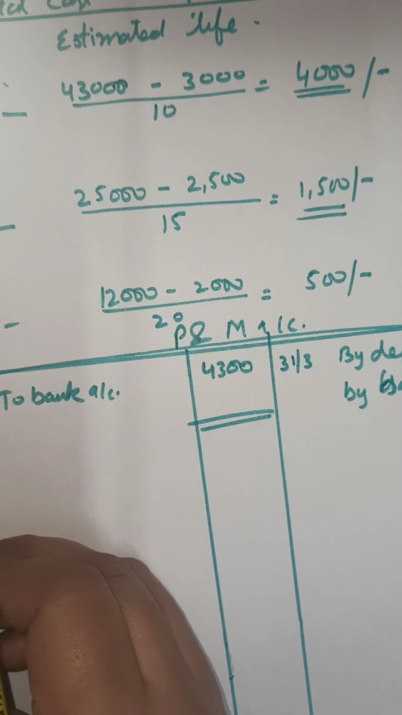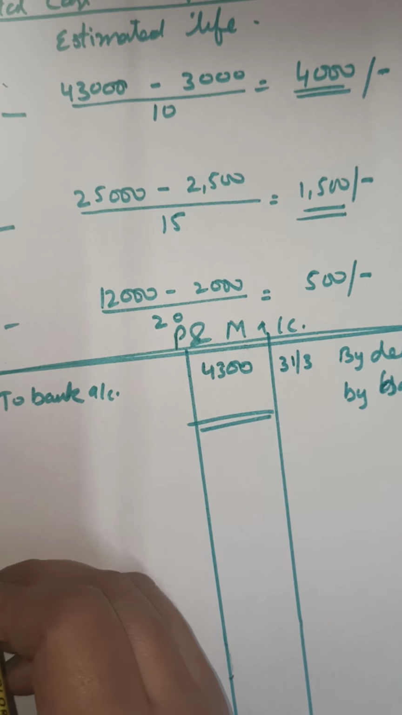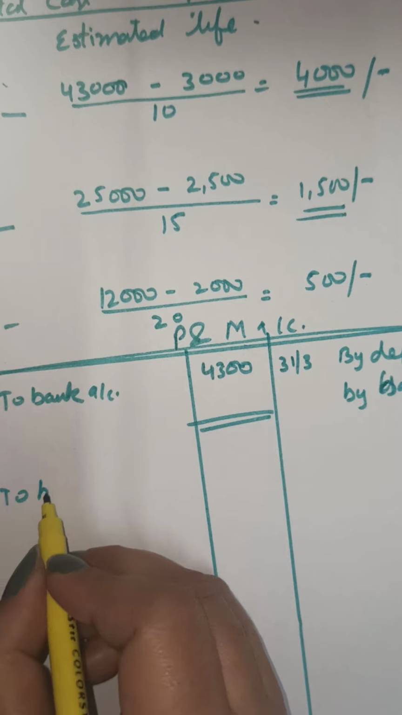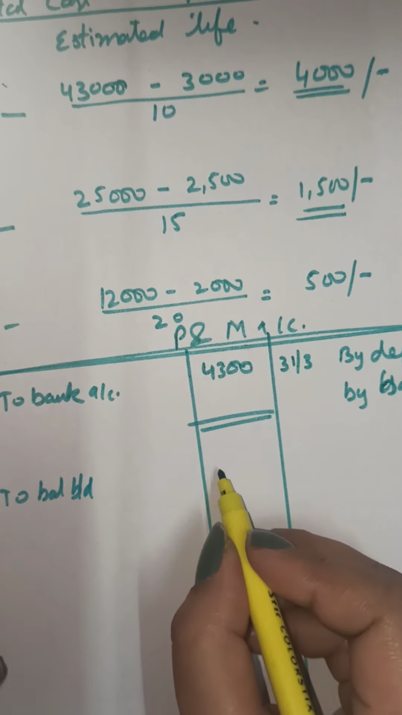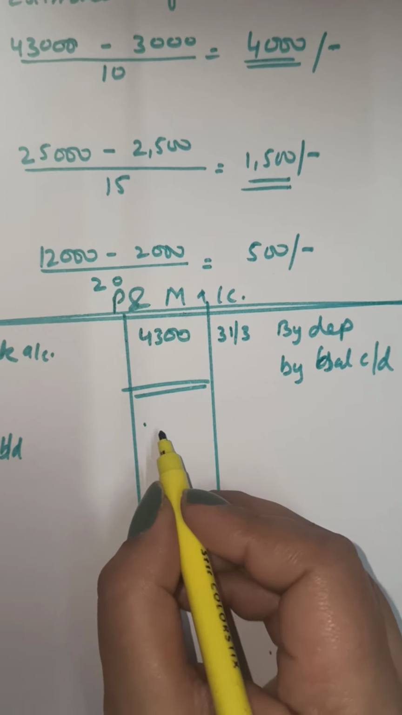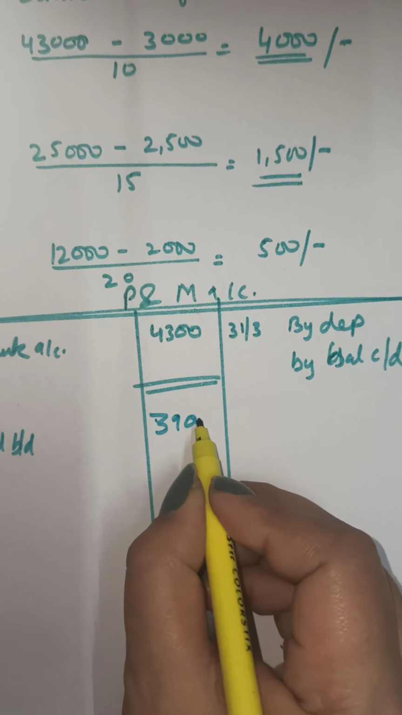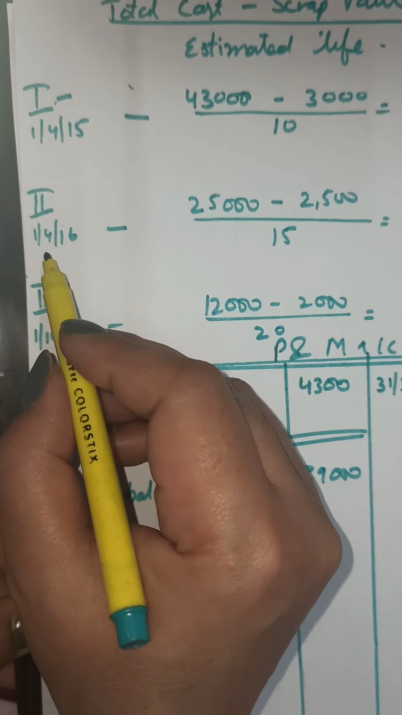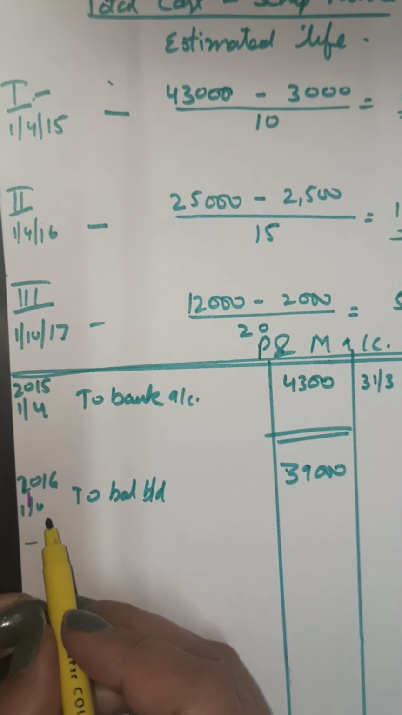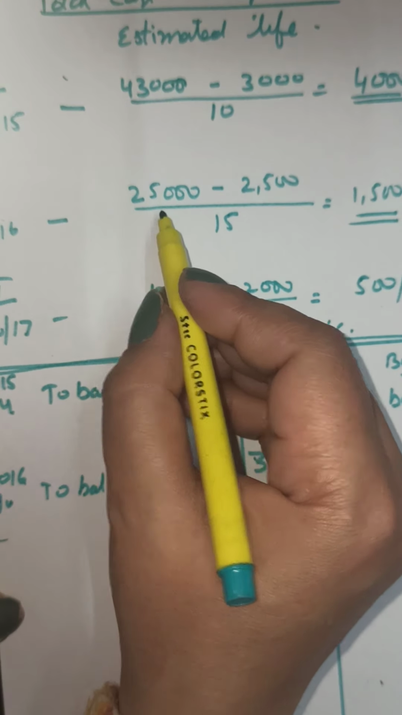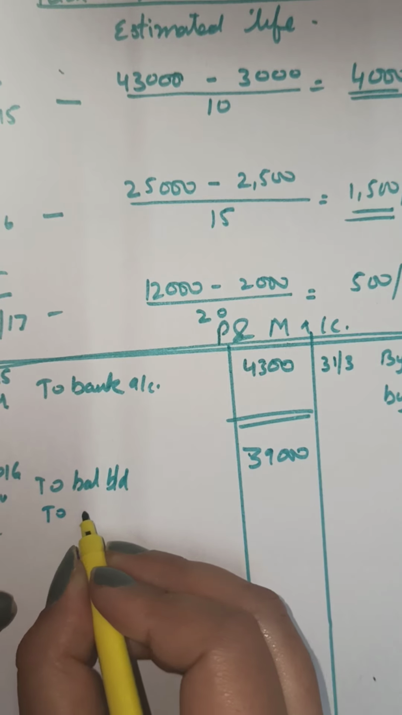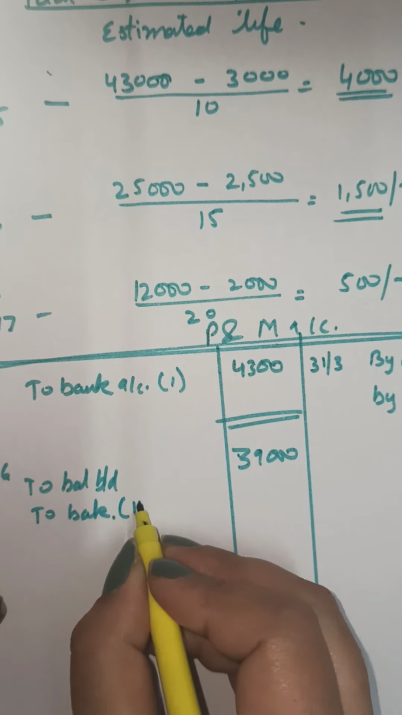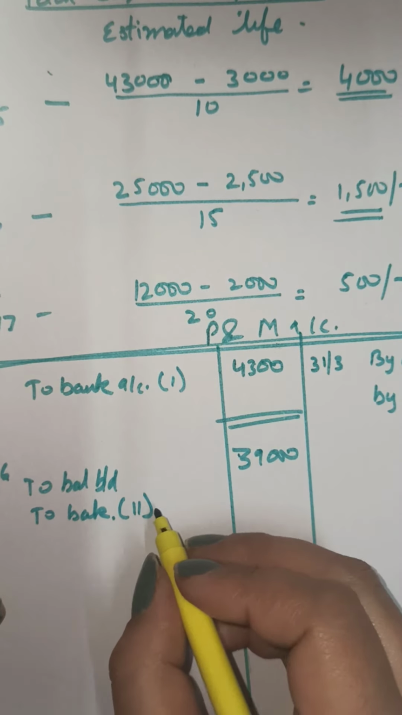The next year, 1st April 2016, the asset is now brought down as balance, brought down rupees 39,000. Now this year, an additional machine is purchased on 1st April 2016 for rupees 25,000. When an asset is purchased, to bank, you can write here asset number 1. To bank, asset number 2. That will be easier. Asset number 2 is purchased.